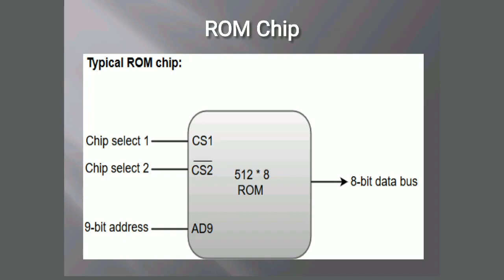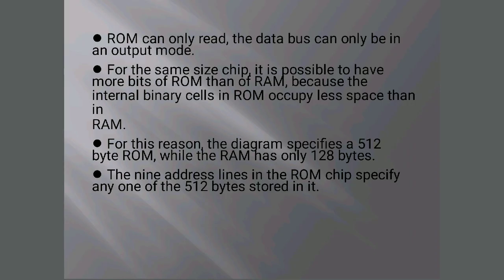ROM chip. ROM can only read. The data bus can only be in an output mode. For the same size chip, it is possible to have more bits of ROM than of RAM, because the internal binary cells in ROM occupy less space than in RAM. For this reason, the diagram specifies a 512-byte ROM, while the RAM has only 128 bytes. The 9 address lines in the ROM chip specify any one of the 512 bytes stored in it.